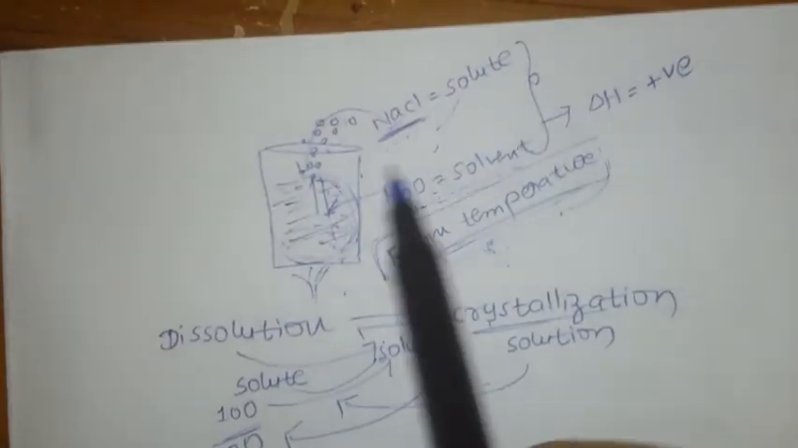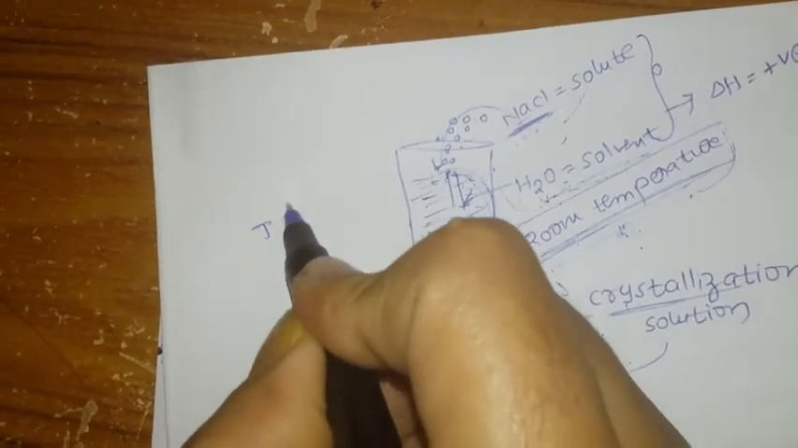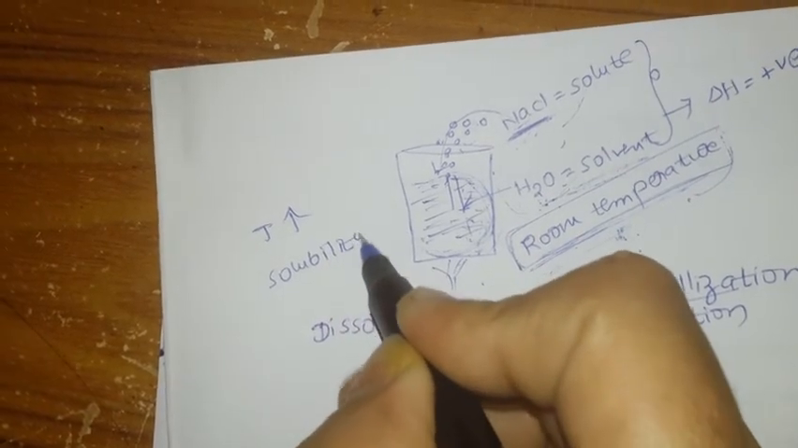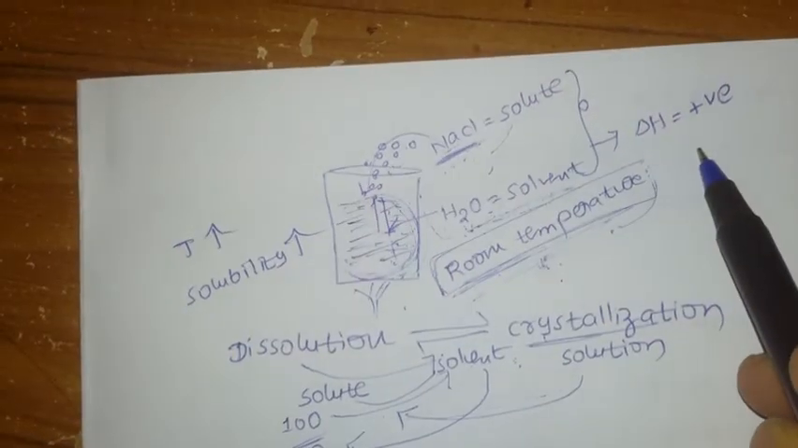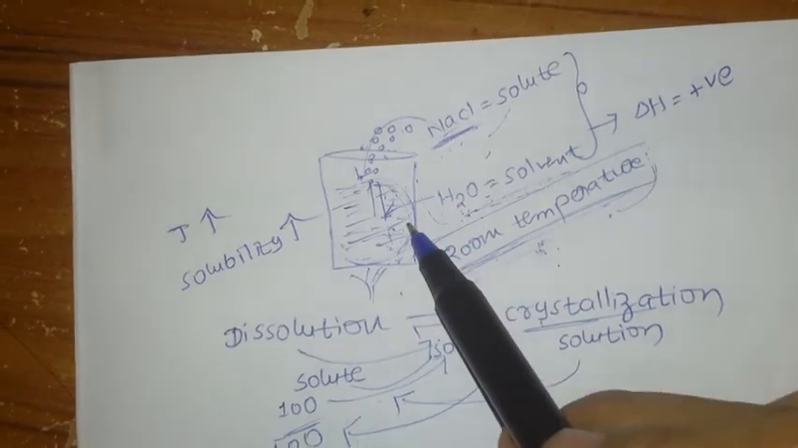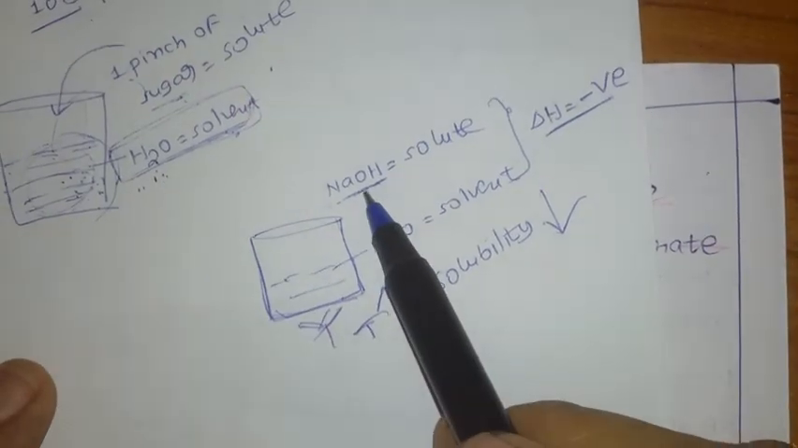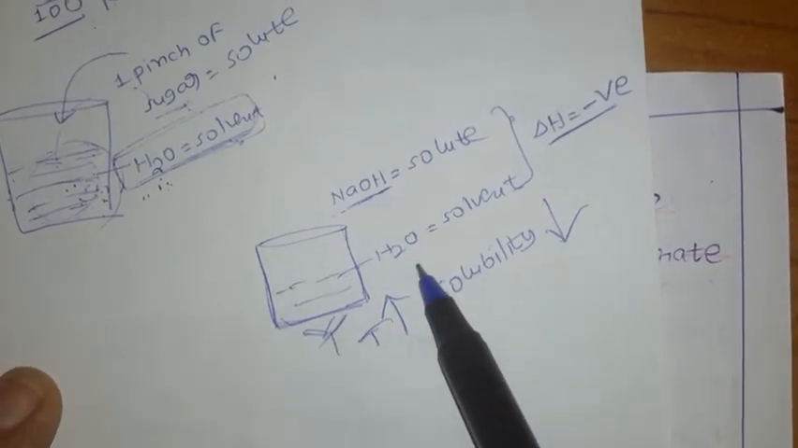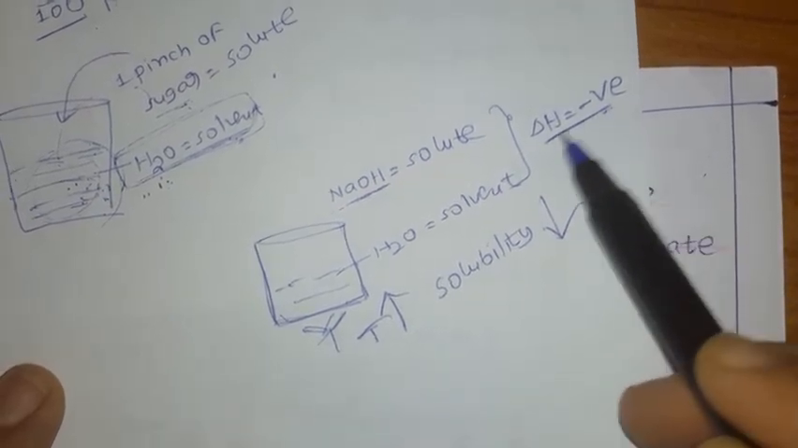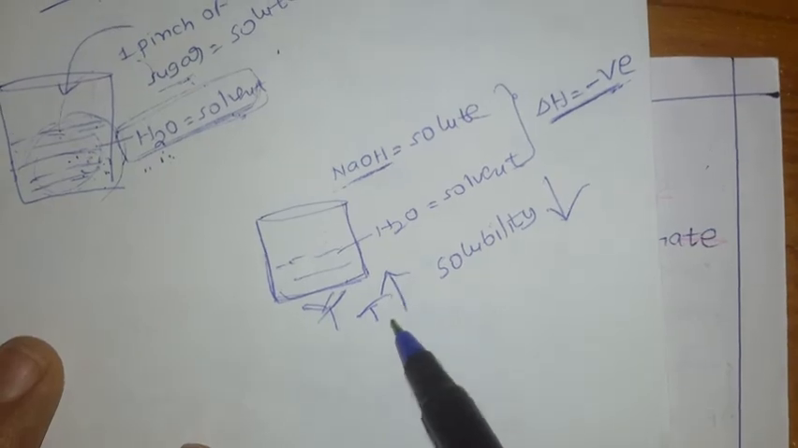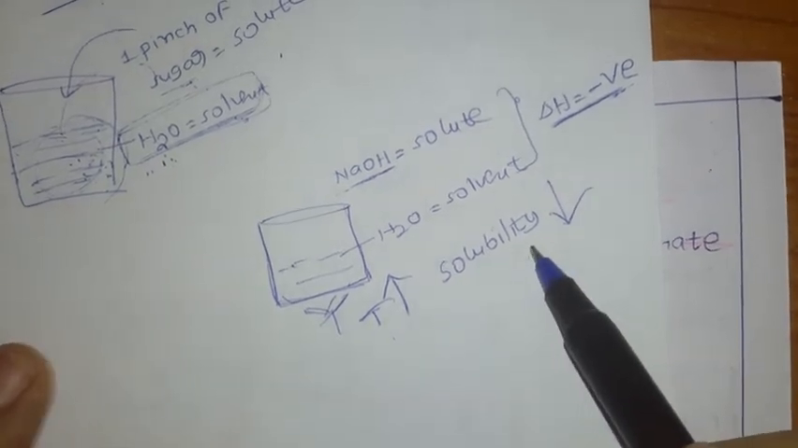So if a reaction is endothermic and you increase the temperature, the solubility increases, because the reaction needs heat. But if you dissolve sodium hydroxide pellets in water, the reaction has negative delta H, so it is an exothermic reaction. For this reaction, if you increase the temperature, the solubility decreases.